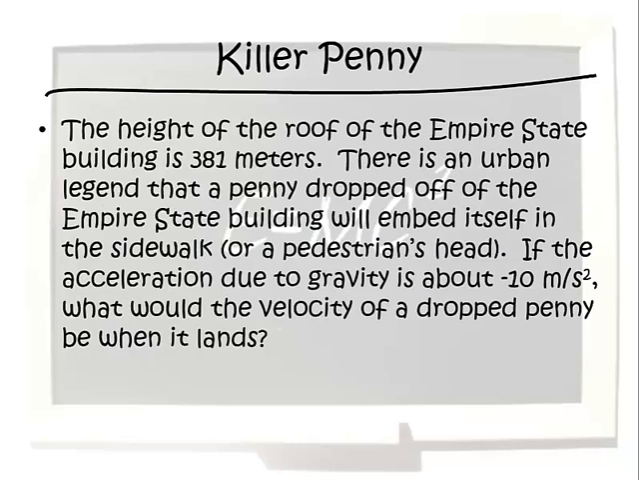Let's try an example. This is the killer penny. The height of the roof of the Empire State Building is 381 meters. There is an urban legend that a penny dropped off of the Empire State Building will embed itself in the sidewalk, or maybe a pedestrian's head. If the acceleration due to gravity is about -10 meters per second squared, what would the velocity of a dropped penny be when it lands?